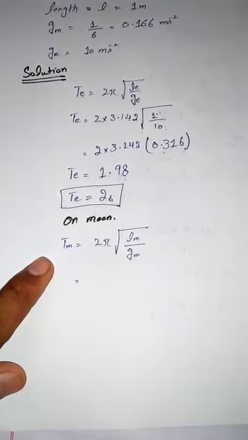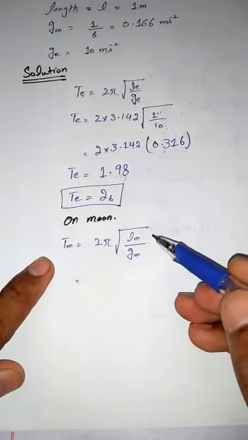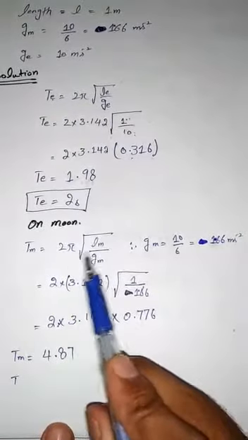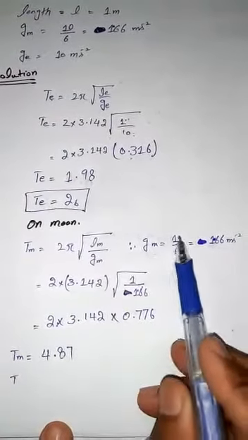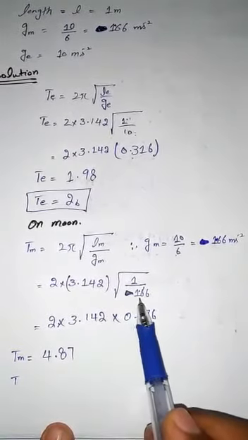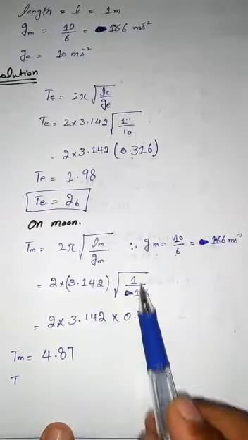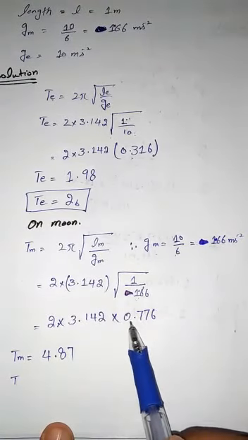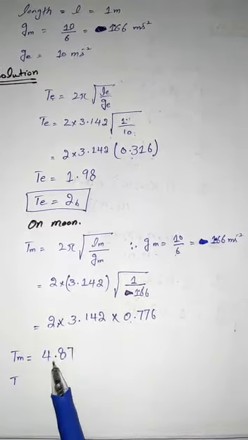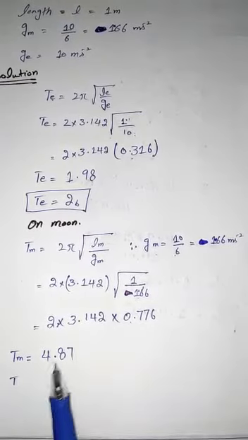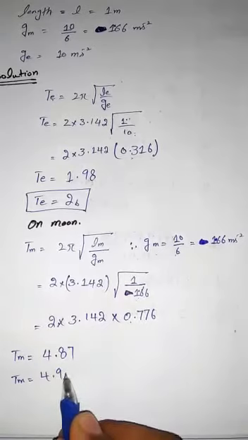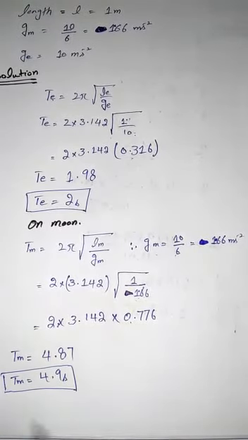Now we have to find the time period on the Moon, and the formula is this. By putting values, T is equal to 2 pi square root Lm over gm, where gm is equal to 10 over 6, 1.66. We divide 1 by 1.66 and take the square root of the answer, which will be 0.776. By multiplying these three values, we will get 4.87. By rounding off this value, the exact time is 4.9 seconds on the Moon. This is our numerical.